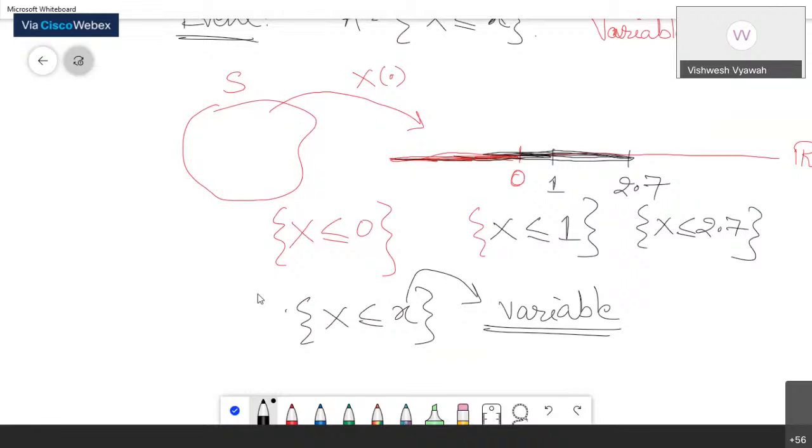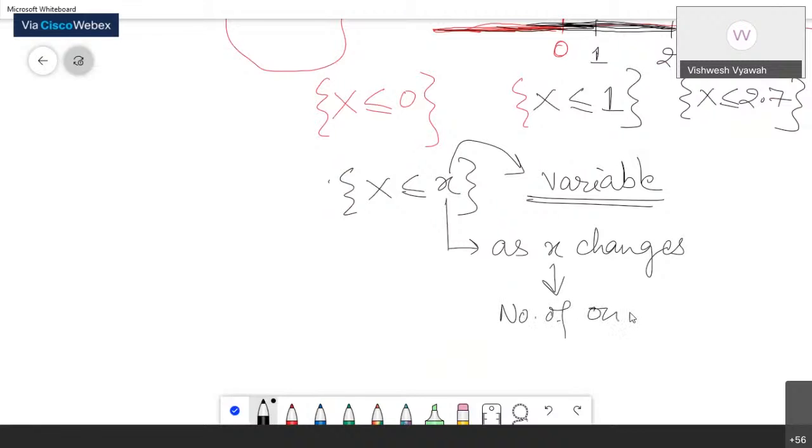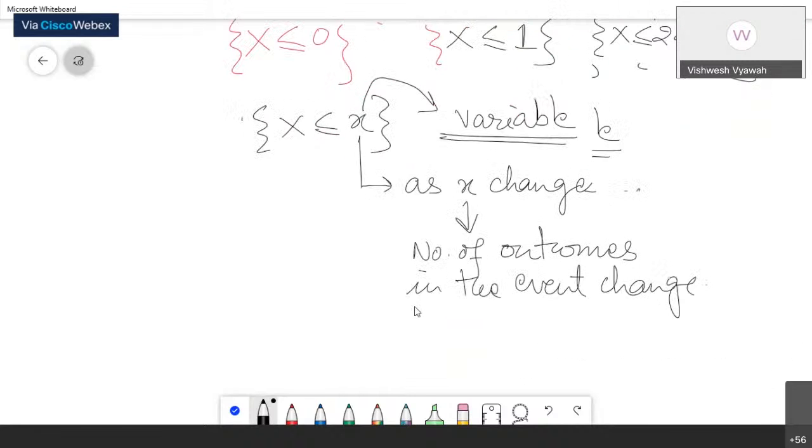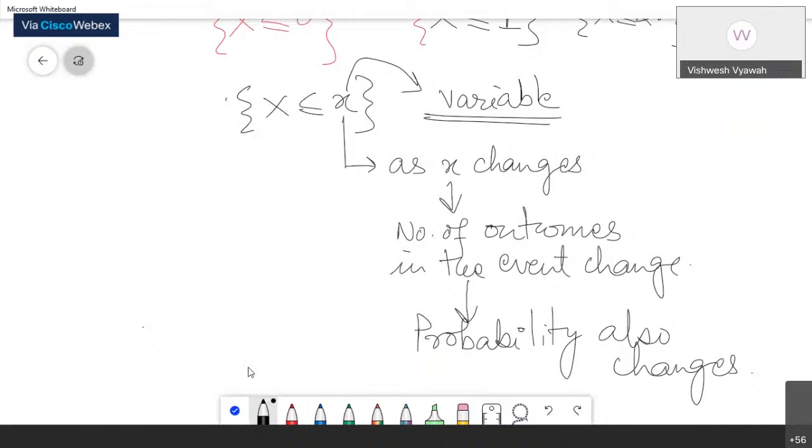So the point here is, I'll just take the last 5 minutes, then we will wind up. This is an important concept. Here, as x changes, the number of outcomes in the event change, and as the number of outcomes change, the probability also changes. Do you agree? So I am making a statement now.